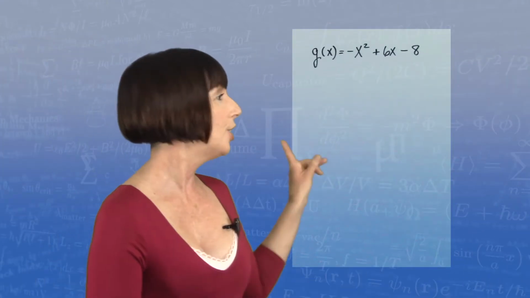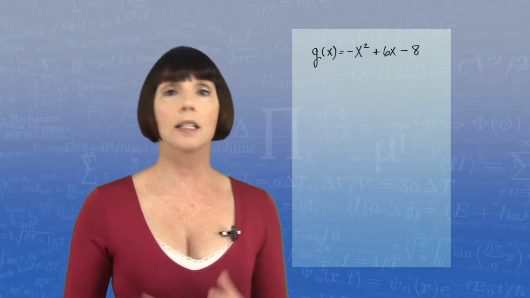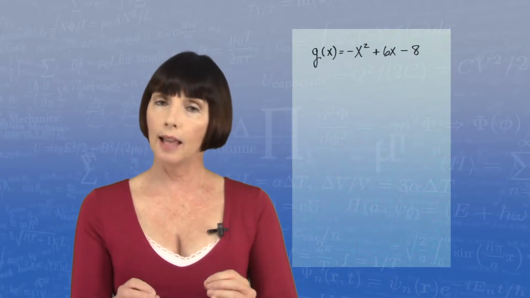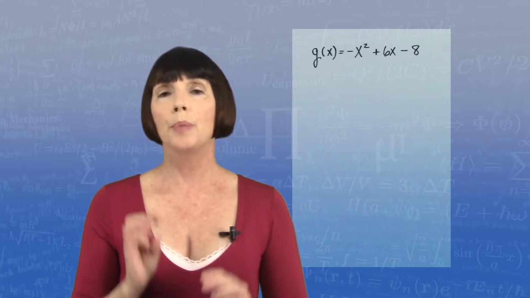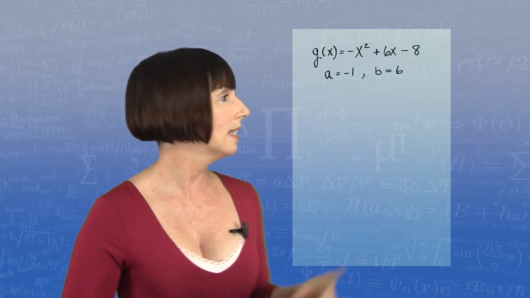Okay, let's look at another example. I have g of x is equal to negative x squared plus 6x minus 8. Okay, again, identify your coefficients a and b. A is the number in front of the x squared term, b is the number in front of the x term. All right, so a is negative 1, b is 6.